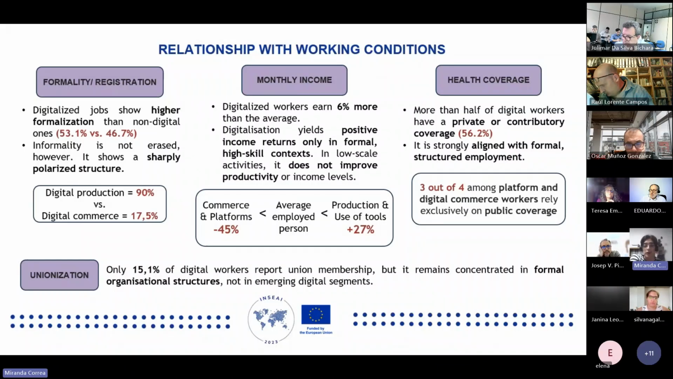Here, unionization is very low across digitalized work. It's only between 15% of the workers, digitalized workers, and it's almost non-existent in digital production or platform work. We see collective representation remains, at least for now, tied to old labor market structures and not to emerging digital occupations like this.